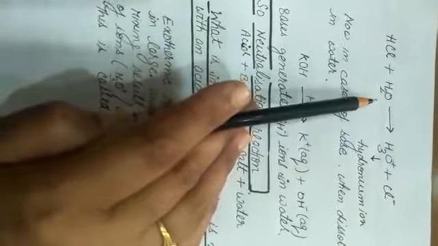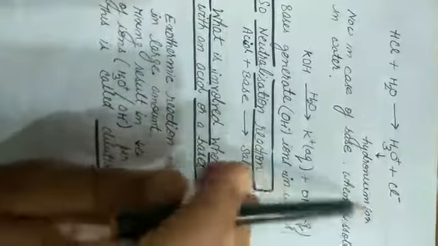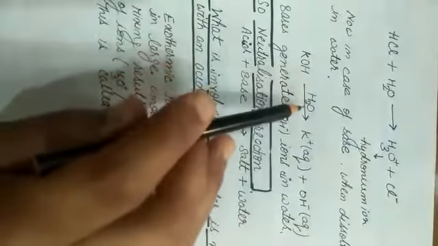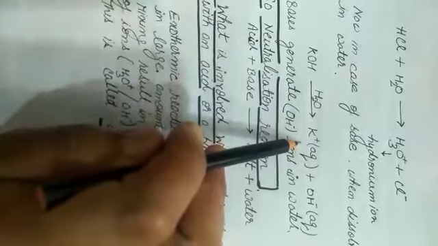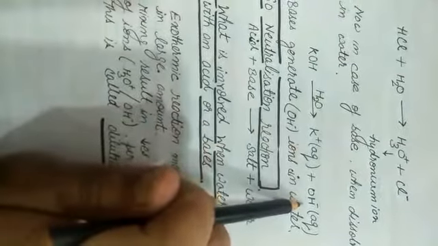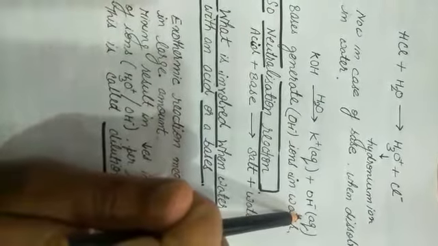When acid reacts with water, it forms hydrogen ion and chloride ion. Similarly, when a base is dissolved in water, it forms a positive ion and hydroxyl ion, OH negative. So acids and bases produce ions when they are dissolved in water.